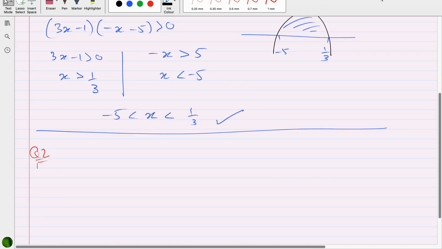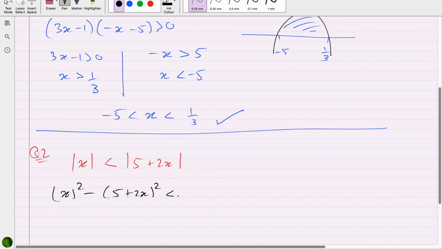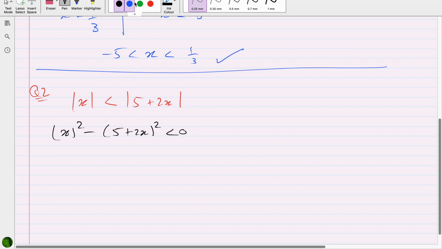So this is question 2. Practice continues. Mod of x is less than 5 plus 2x. We again go through the same process, that is x squared minus 5 plus 2x whole squared is less than 0. So this is again a square minus b square, which makes a plus b into a minus b, is less than 0. And we again simplify and solve for x.